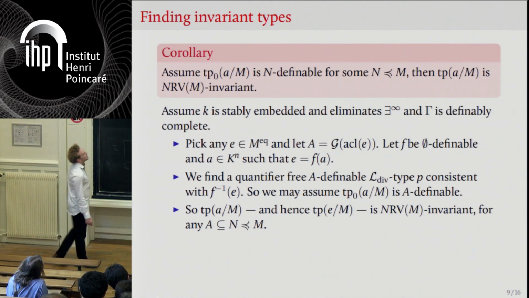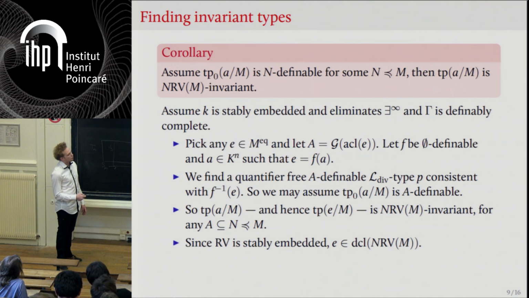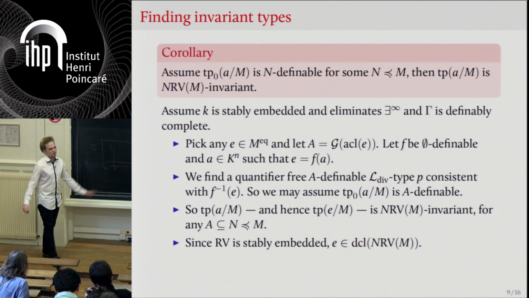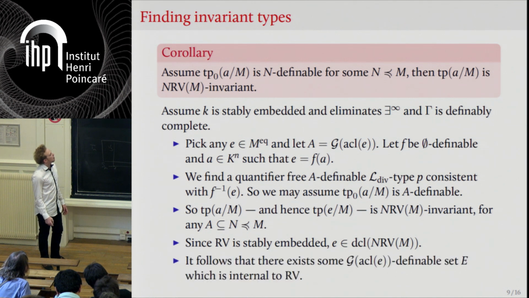Okay, but remember that E is in M. So now I have an element of M that has an invariant type. So it's actually definable over whatever it's invariant above. Actually, here I'm hiding the fact that I'm using that RV is stably embedded, to be fair. But it is, so we can. Okay? And so now that looks like an internality statement. It's not exactly an internality statement because, actually, this is exactly saying that E is internal to RVM over N. But we can do a little bit better than that because we know that it holds for any possible N.